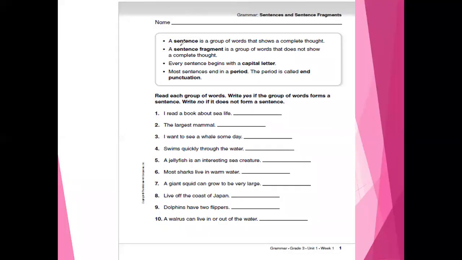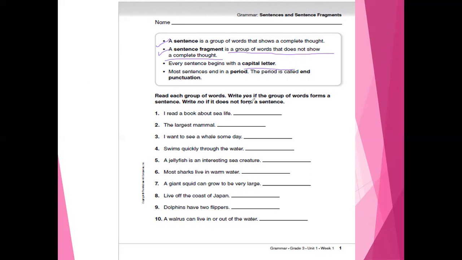Look here, the sentence is a group of words that shows a complete thought. The sentence fragment is a sentence with an error or mistake. It's a group of words that doesn't show a complete thought. Every sentence begins with a capital letter. Most sentences end in a period. The period is called end punctuation, but other kinds of sentences end with a question mark or exclamation mark.